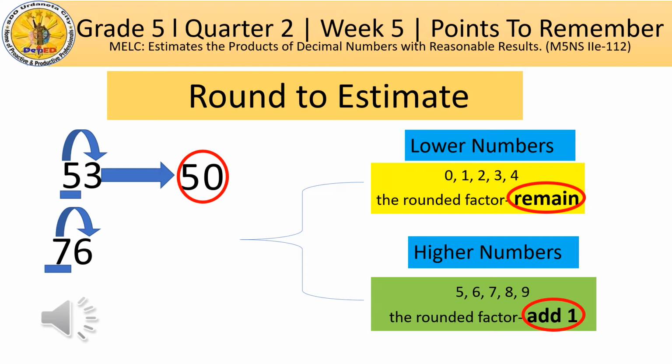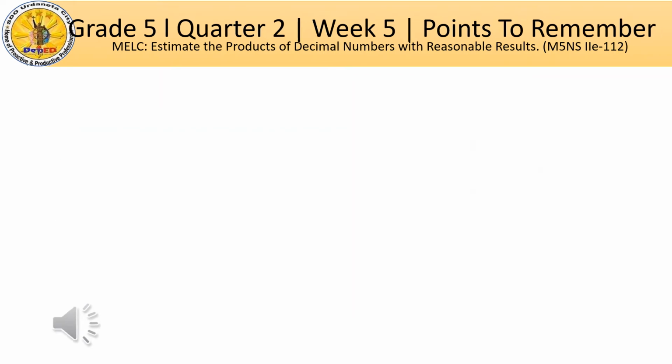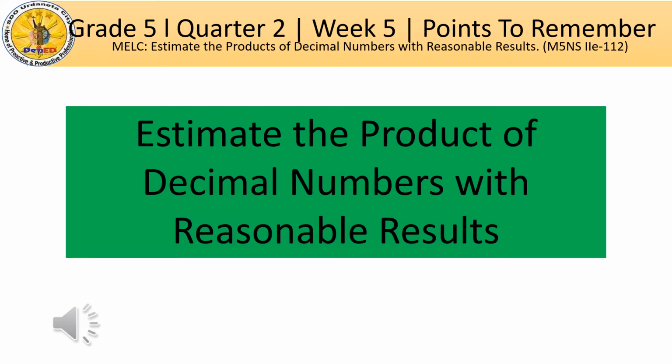6 says the rounded factor adds 1. 7/10 will add 1. Therefore, it becomes 8. Then behind the rounded factor will become 0. So 80 is the rounded factor. Let us now proceed to our new lesson for today.